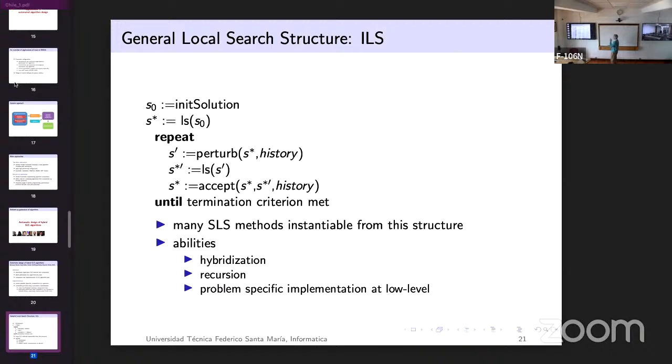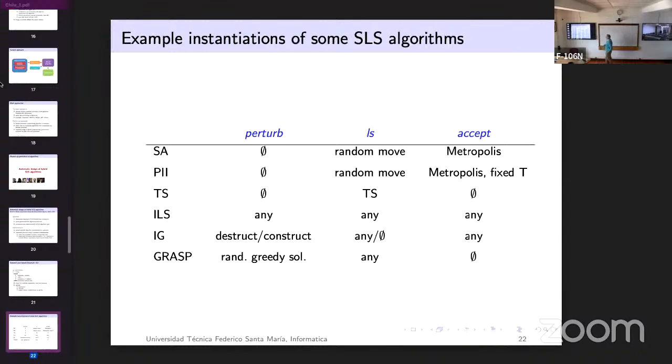We see it in the next slide. But the ability that we have is hybridization. So we can use, for example, tabu search for the local search. We have the recursion, and the recursion is here. If the LS is chosen as an ILS, it's recursive. We have an ILS inside an ILS. So we have recursion, and we have problem-specific implementation at a low level.